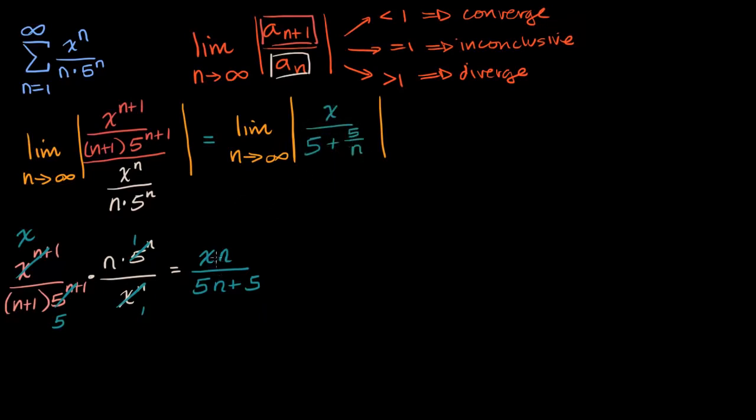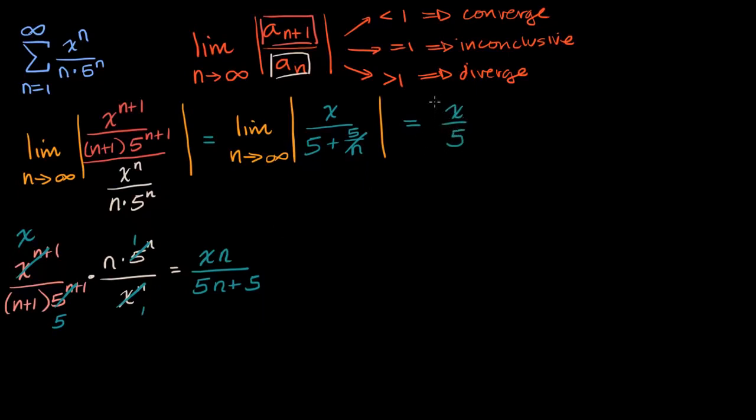And so when I divided the numerator and the denominator by n, it becomes very clear what happens as n approaches infinity. As n approaches infinity, x doesn't change, 5 doesn't change, but 5 over n goes to 0. And so this limit is going to be equal to x over 5. So that's a pretty neat, clean thing. So now we can use this to think about it. Actually, let me write this.